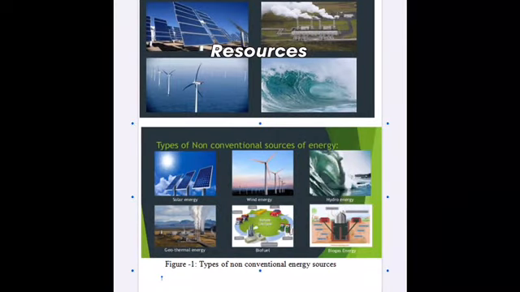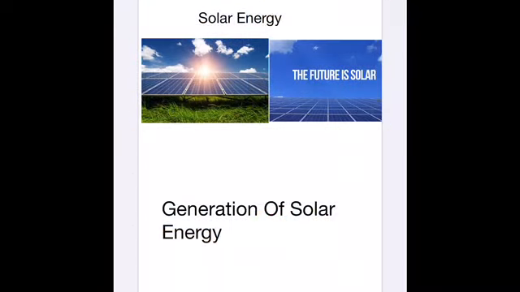Today's topic is non-conventional energy resources, also known by the name renewable or alternative sources of energy, in which we will study about solar energy, wind energy, nuclear energy and biogas generation and their advantages. Let's start first with solar energy.